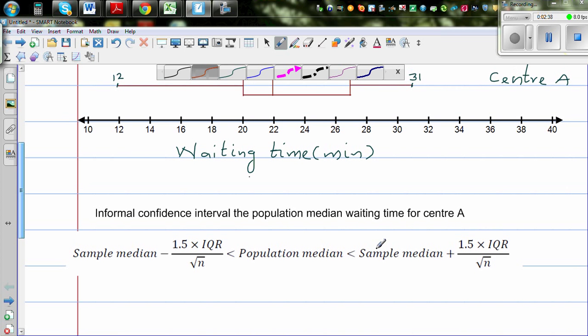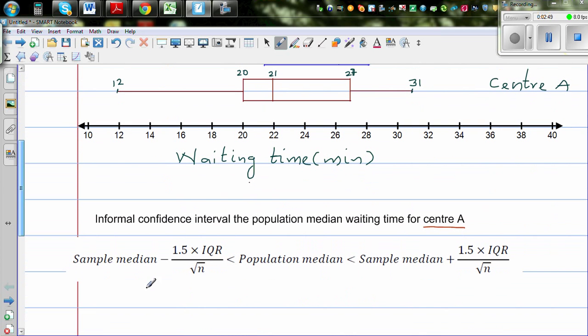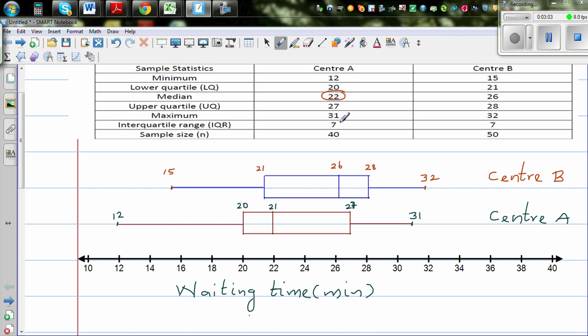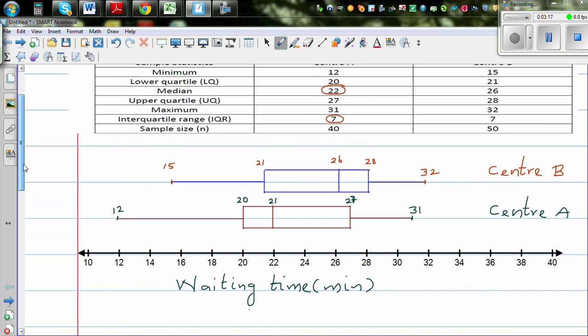What's the sample median? We are talking about center A, and the median for center A is 22. So the sample median is 22, minus 1.5 times the interquartile range, which is the difference between the upper and lower quartiles. Here the interquartile range is 7, since 27 minus 20 is 7. So 1.5 times 7 divided by the square root of 40, where 40 is the sample size for center A.